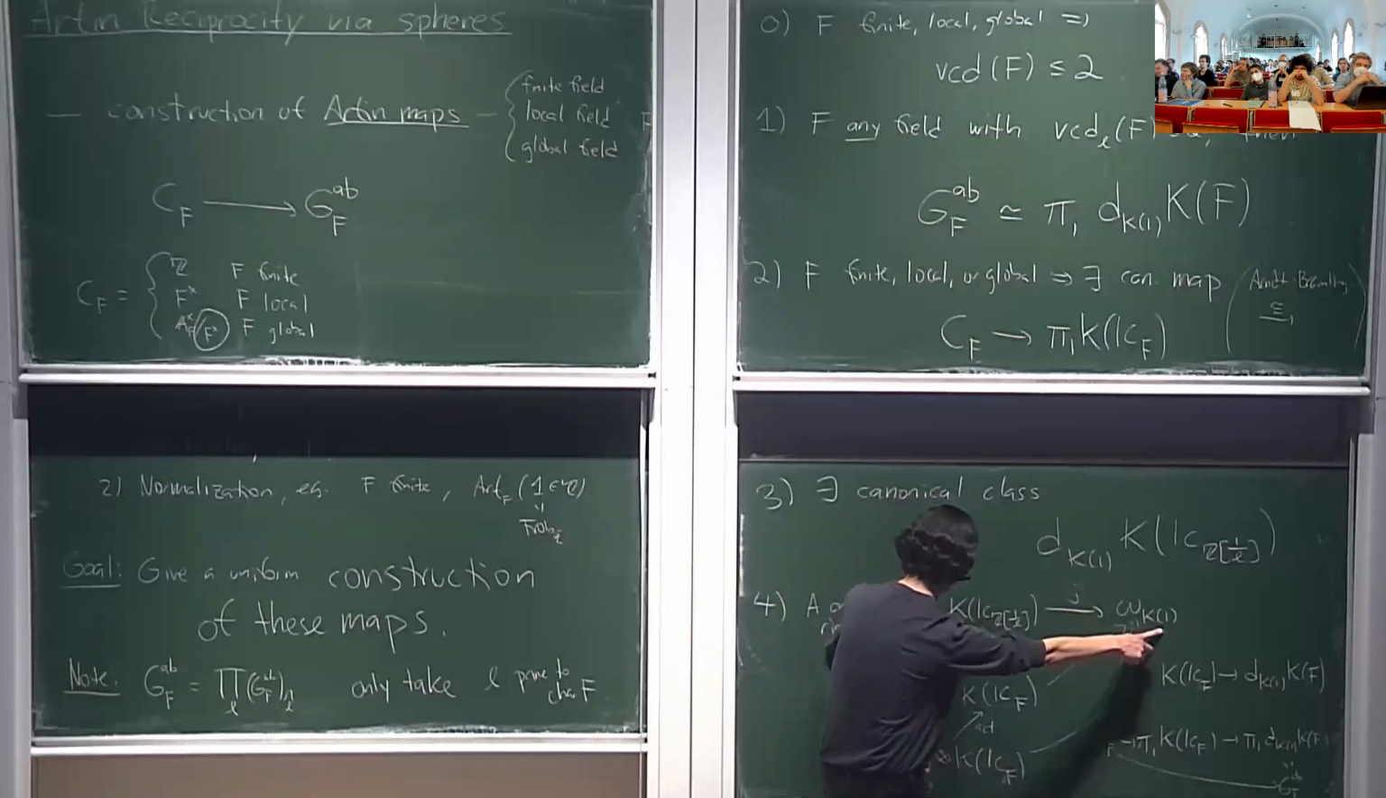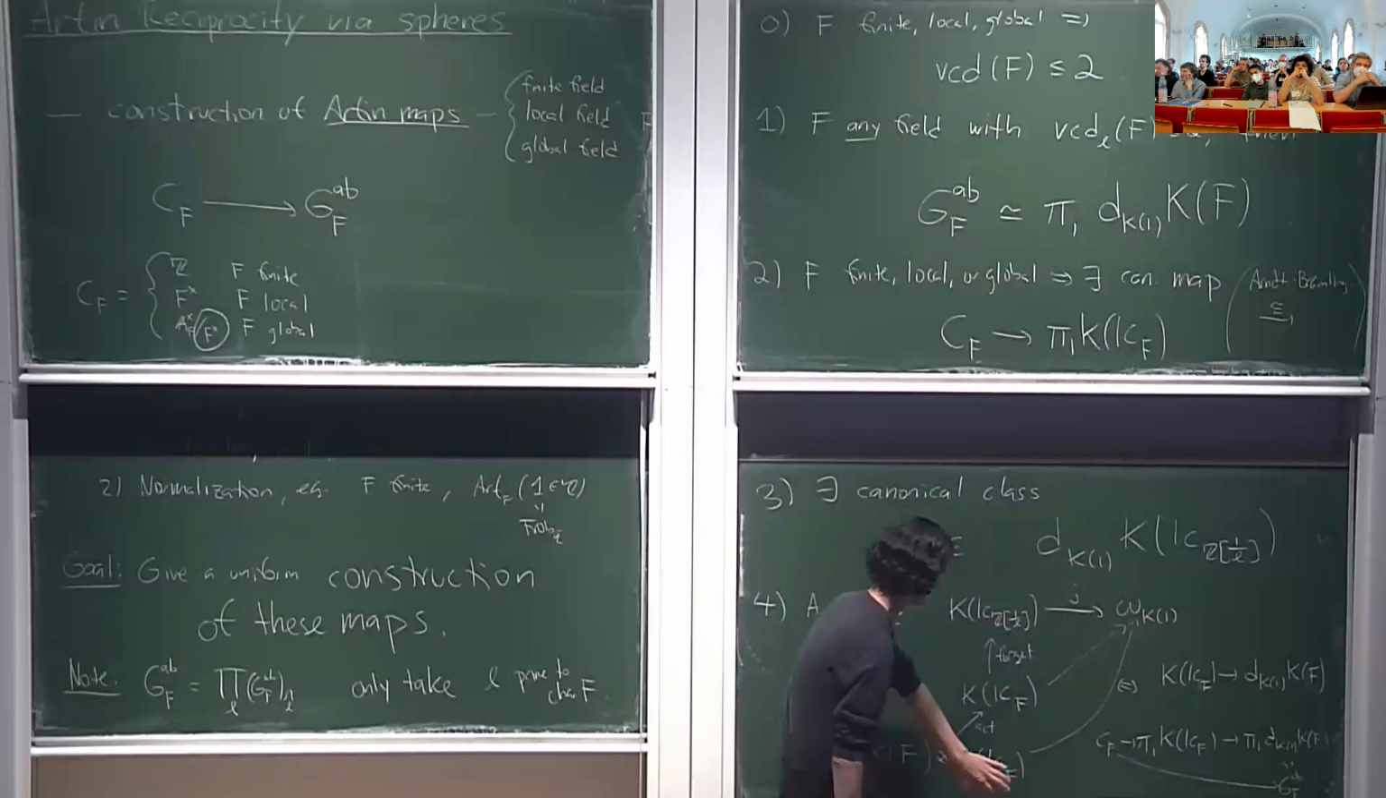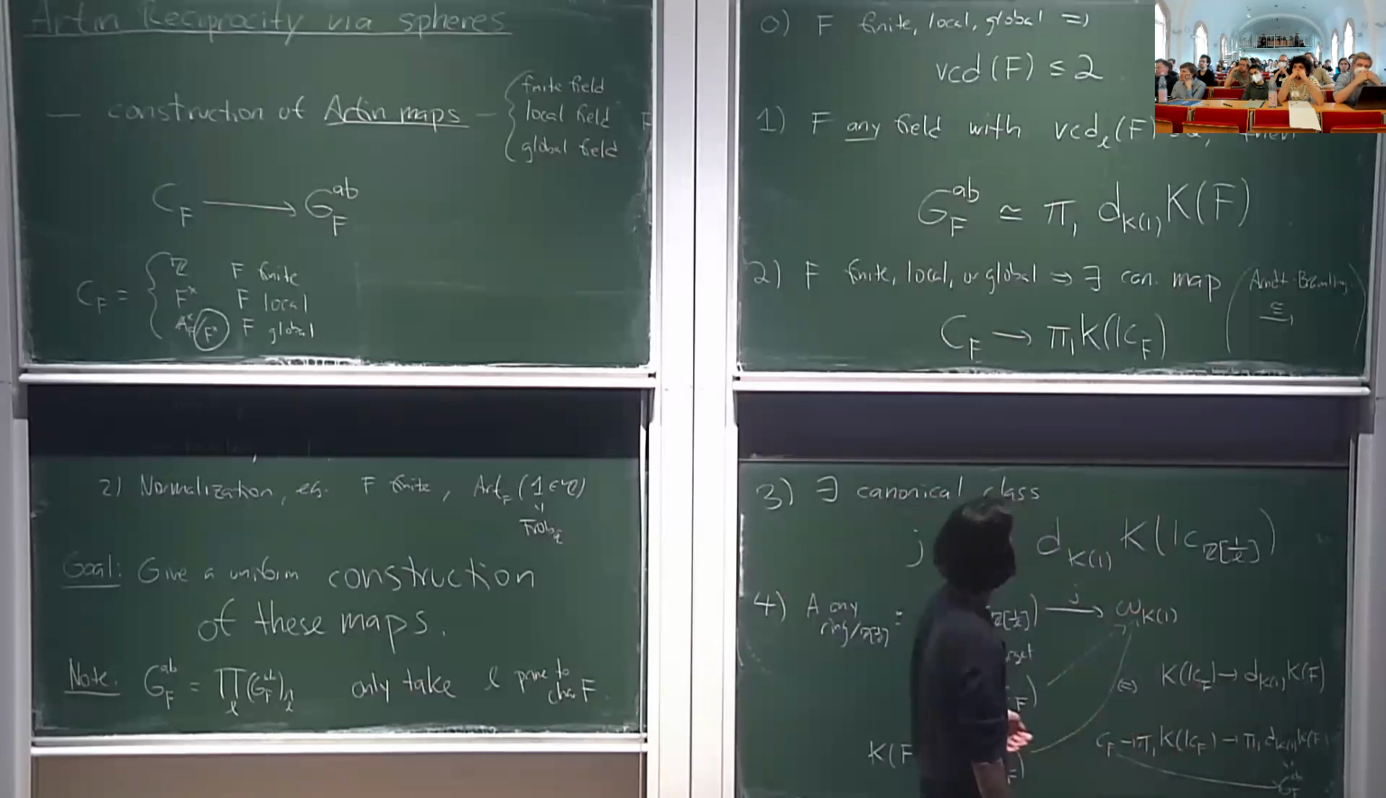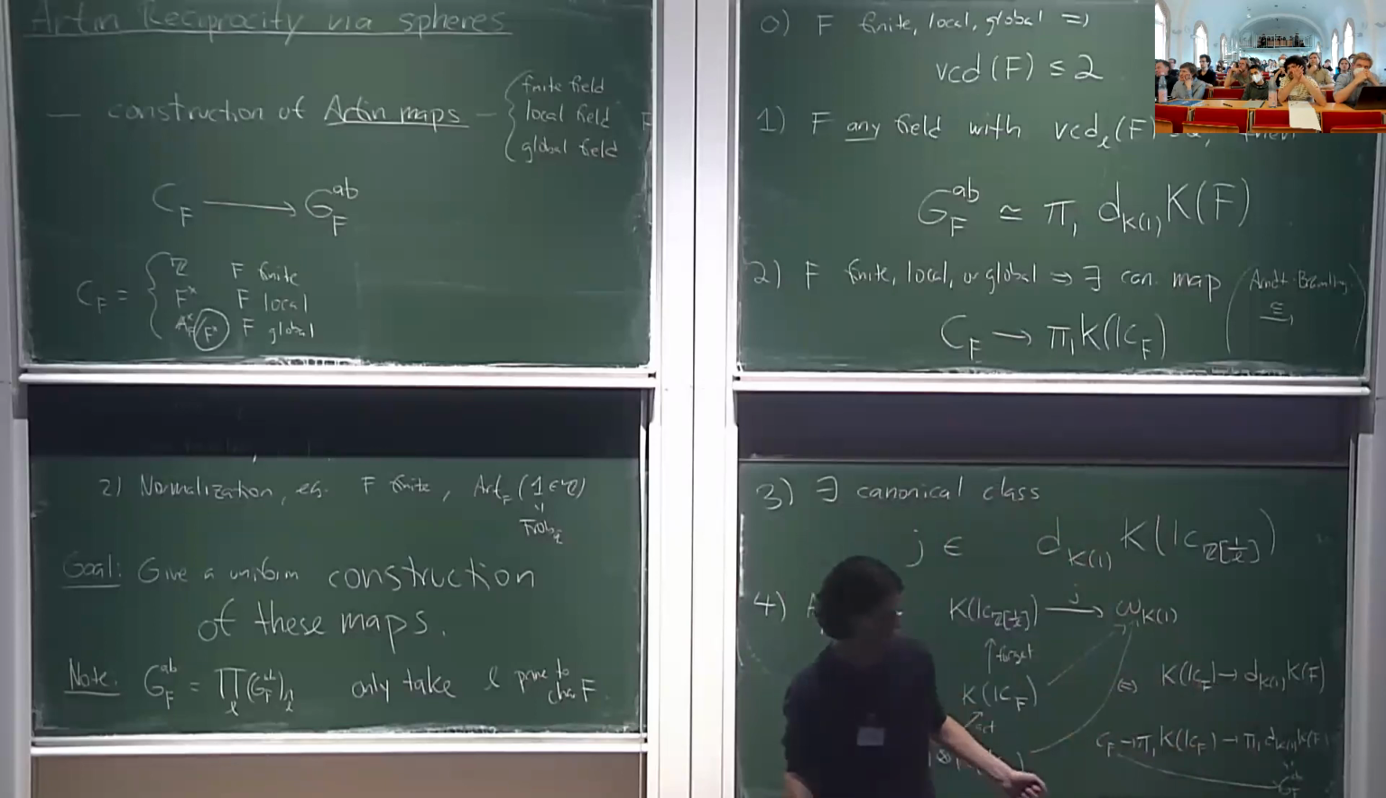Now I adjoint this one over, so I view this now as a map from KLCF to the dual. That's again just the definition of the dual of KF. I look on pi1, I combine with the previous points, and I get an Artin map. Was that sufficient? Okay.